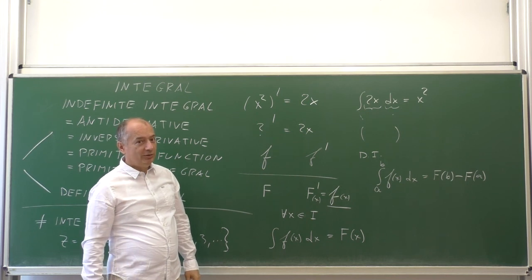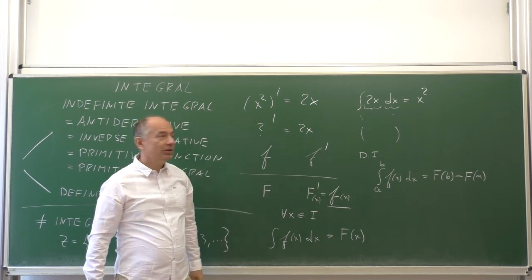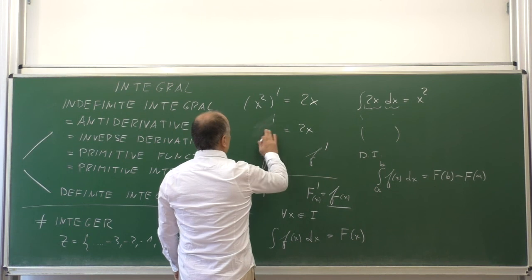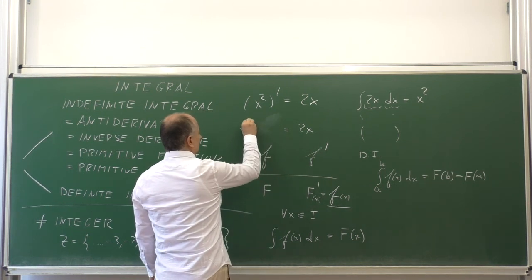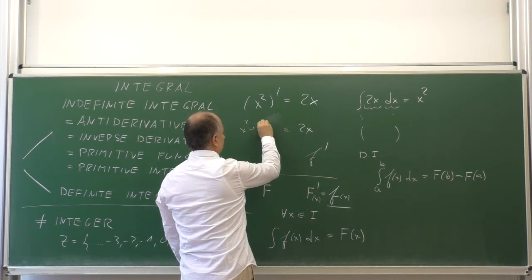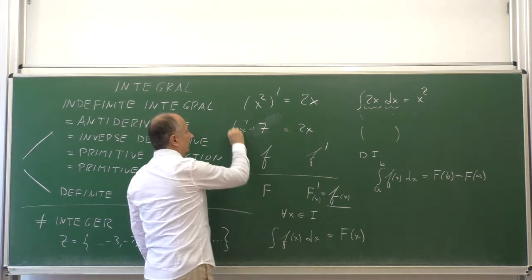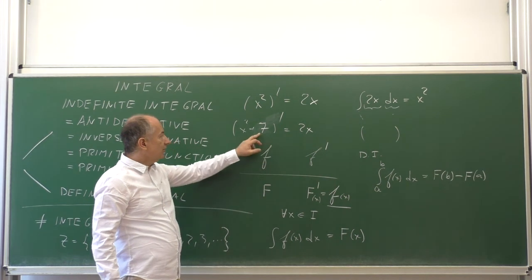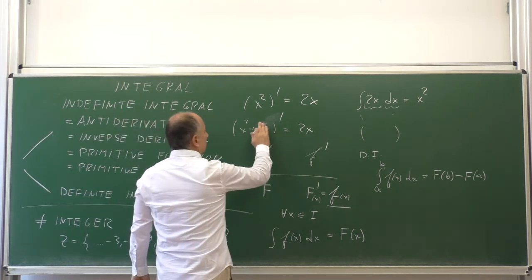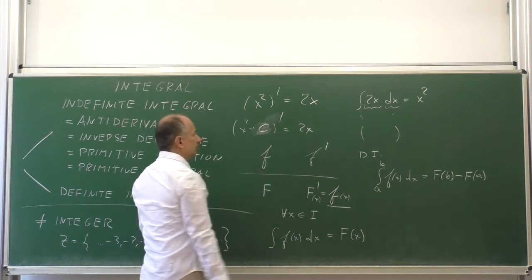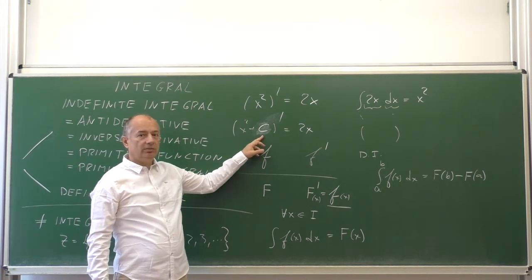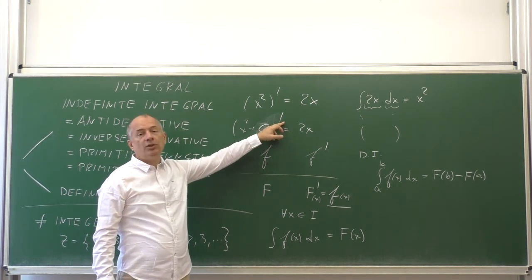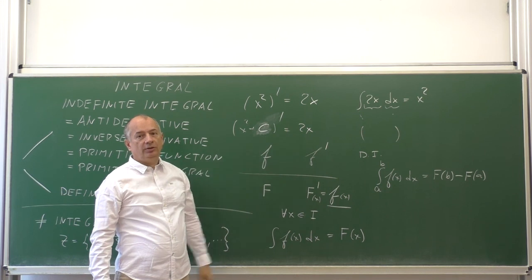I hope you have solved the problem. No, this is not the only function. If you consider x squared plus 7, then the derivative is again 2x. And there's nothing magical about 7. Actually, any constant c, if added, then it disappears in differentiation.